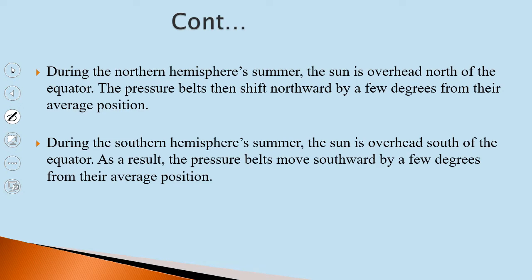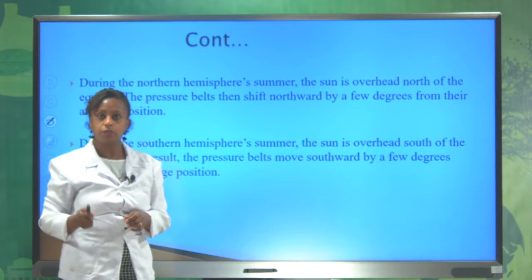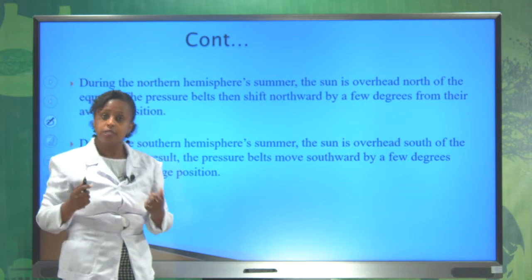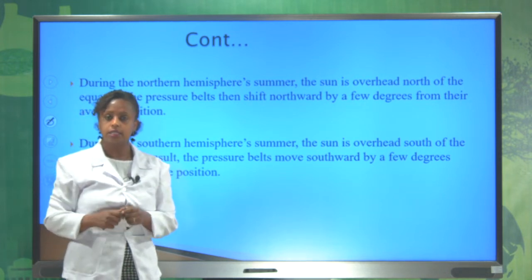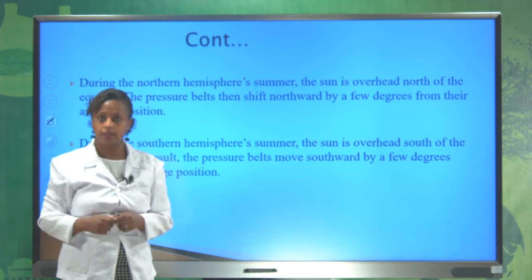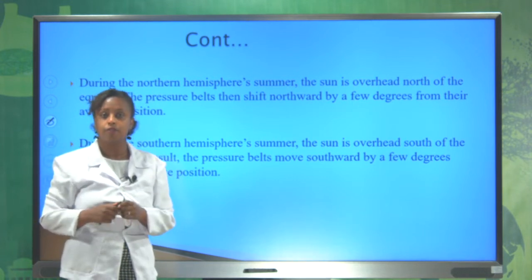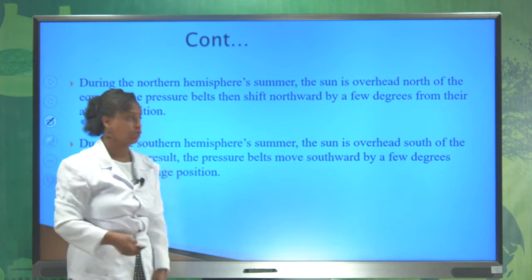Due to this, the pressure belt shifts by a few degrees from its average position. During southern hemisphere summer, the sun is overhead south of the equator. As a result, the pressure belt shifts southwards by a few degrees from its average position.